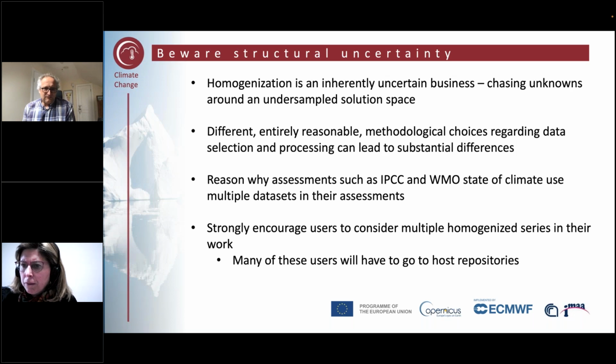That is the fundamental reason why, when you look at assessments such as those performed under IPCC and the WMO State of the Climate, whenever there are multiple data sets, you will always see those in their assessments. They never choose one data set to use. They always look at and encourage the use of multiple data sets because it strengthens your assessment. So I would strongly encourage any users to consult and consider multiple homogenized series in their work. And many of these users will have to go to host repositories to get them. They're not served via the CDS. But irrespective of whether it's in situ, whether it's upper air, whether it's surface, whether it's satellite, none of these homogenized series are perfect, and it is really critical that you look and think about the uncertainty in the homogenization process.